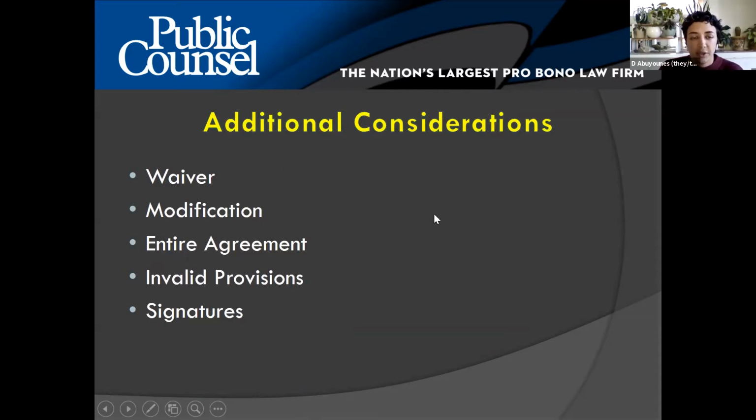Additional considerations include waiver, modification, the agreement, and signatures. These are all more legal terms. In the sample, you'll be able to see some of the text that goes under these. But again, these are just good provisions to have in a contract generally. And they do include a little bit more legal jargon that might be confusing. So we're happy to answer any questions about those.